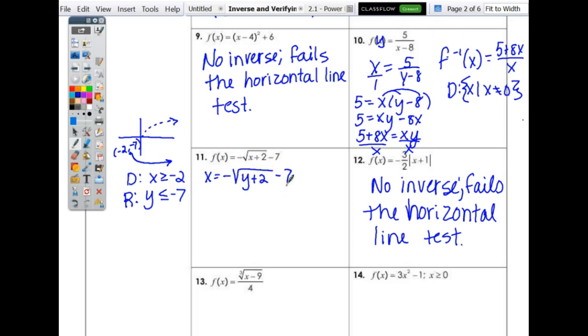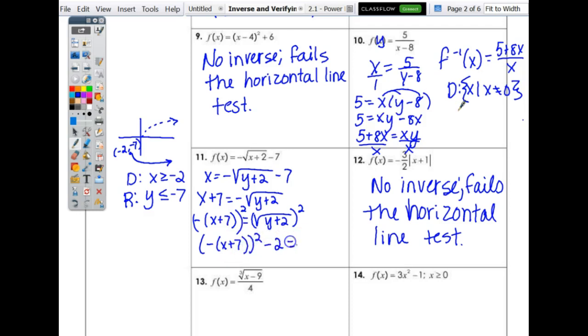So the first thing I'm going to do is add the 7. And next I'm going to divide by negative 1, and when I do, I'm just going to put it in front because we're going to use it for graphing. And then what's the reciprocal of square root? Squared. And I have to subtract the 2.